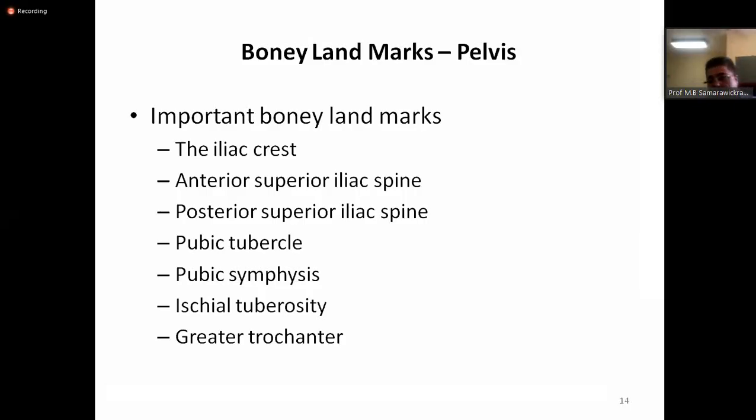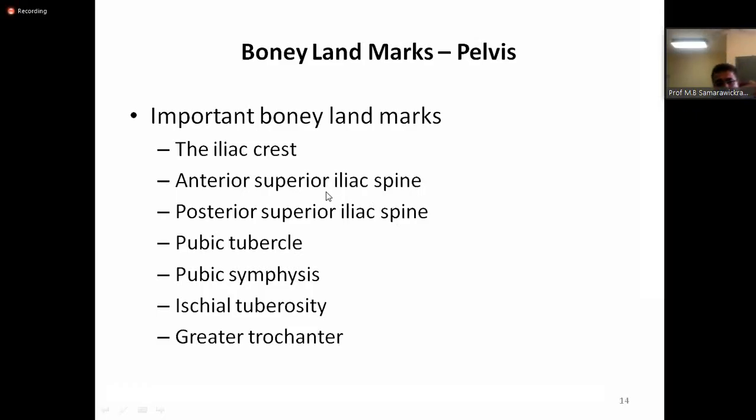Right? So in the pelvis, you can feel these bony prominences: the iliac crest, anterior superior iliac spine, posterior superior iliac spine, pubic tubercle, pubic symphysis, ischial tuberosity, and greater trochanter of the femur, right? All these are very important bony landmarks because by using these, we can surface mark most of the structures in the pelvis and also in the abdomen, right?